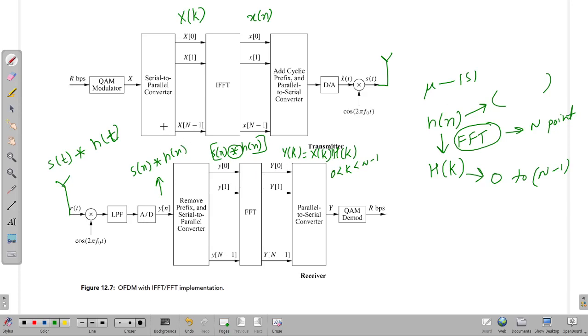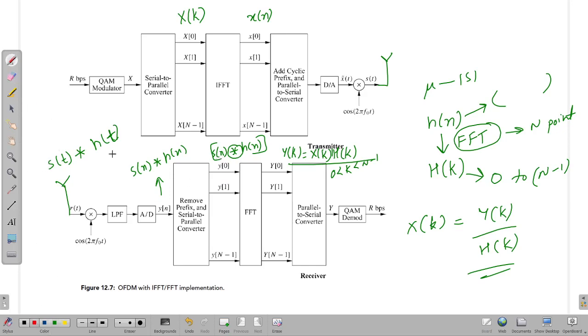Now there are certain problems. You would easily say that from this expression, you could get x of k is equal to y of k divided by h of k. You could say that, but practically when you think about this, things are a little different. Let us see what it is.